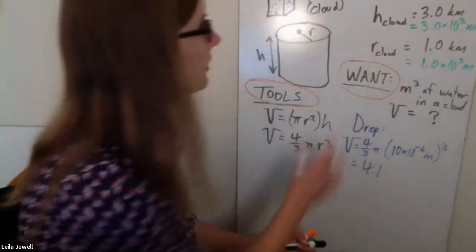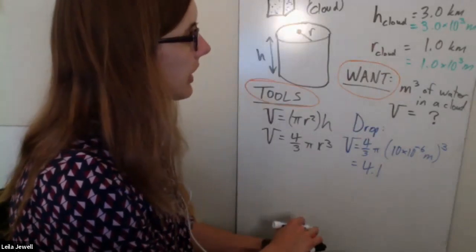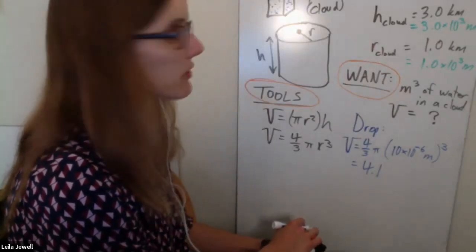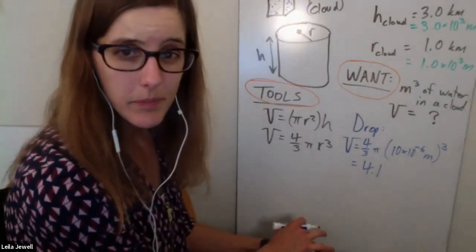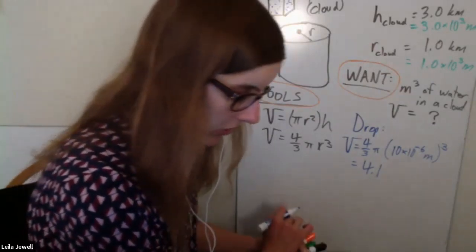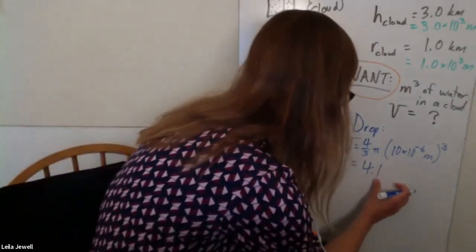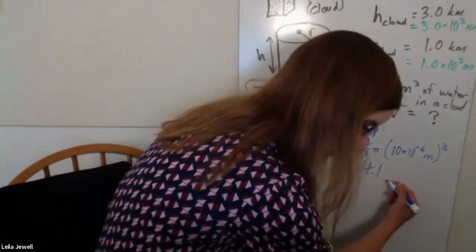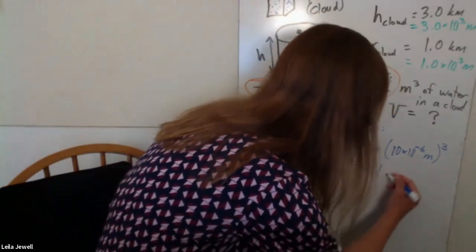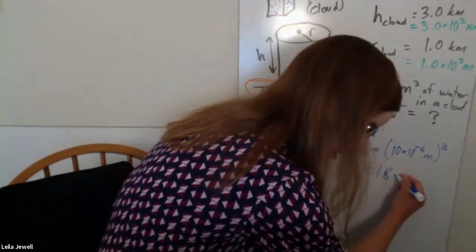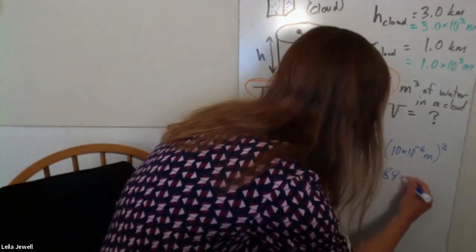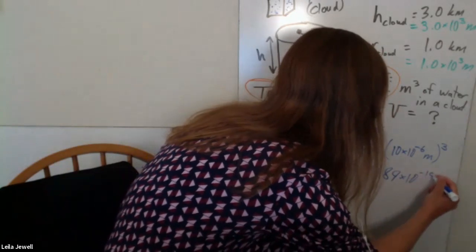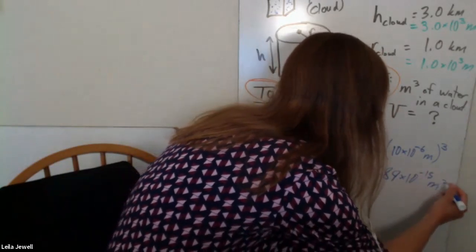Here we really only have 1 or 2 sig figs. It's not particularly clear. I'm going to leave a couple extra for now, because it's always good practice to leave at least 3, more than what you have, until the very end. So 4.189 times 10 to the minus 15 meters cubed.